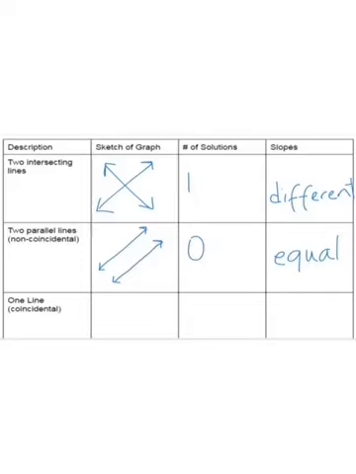Finally, we have a third kind, which is where they make one line. So if I have a line and then my other equation in my system is the exact same line, these are called coincident lines. And for these types of lines, there are infinite solutions. We just know that every single point on these lines is a possible solution, and the slopes would have to be equal in order for these to be the same line.